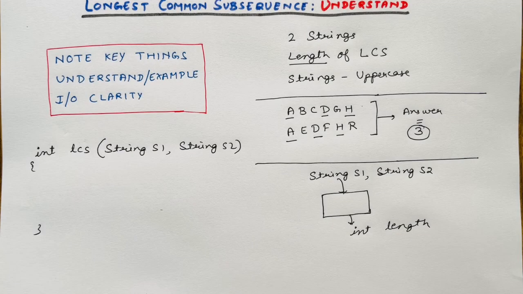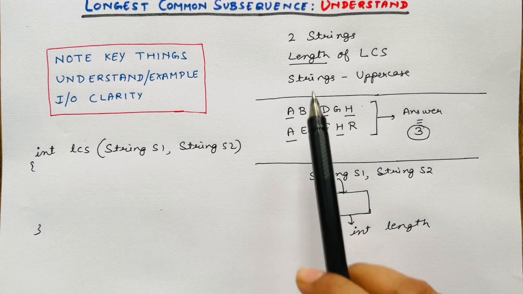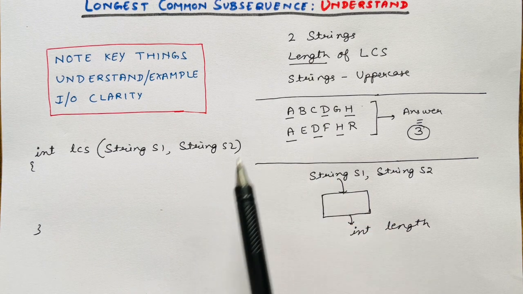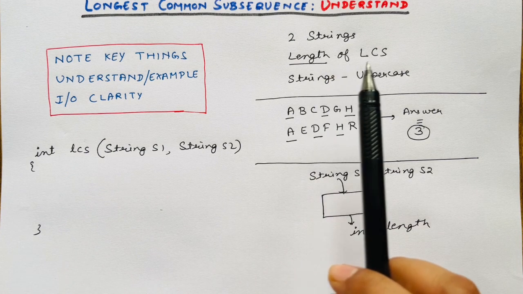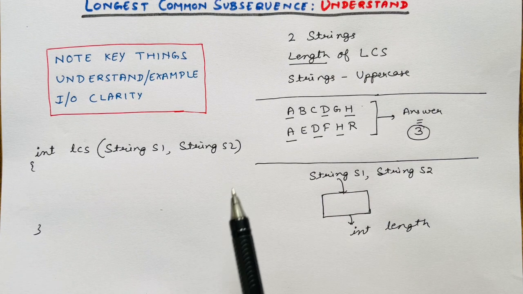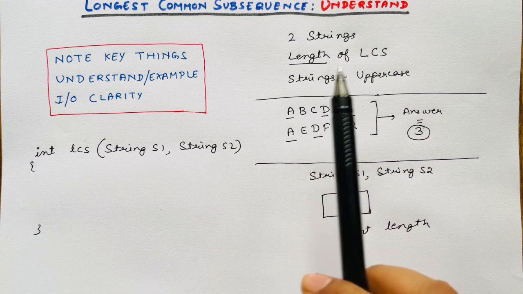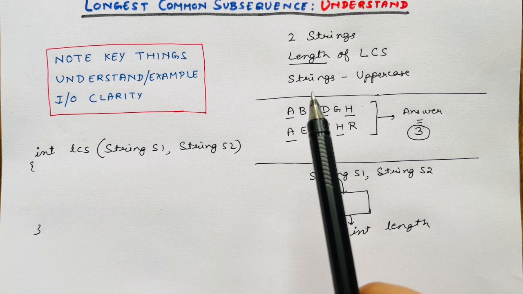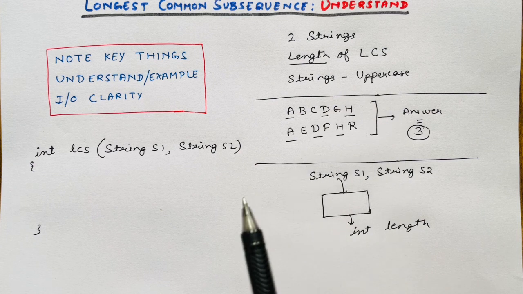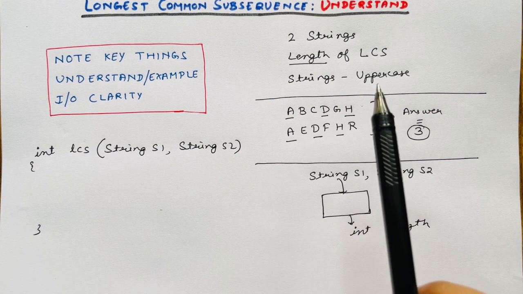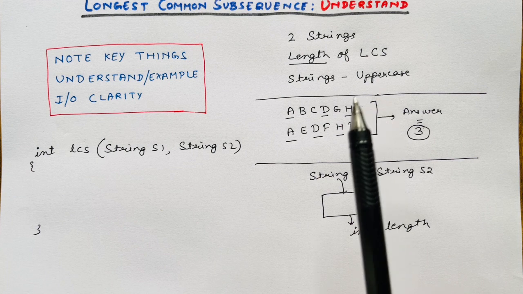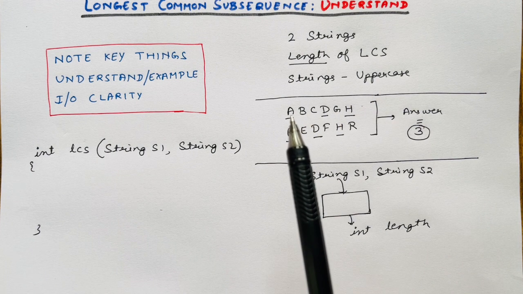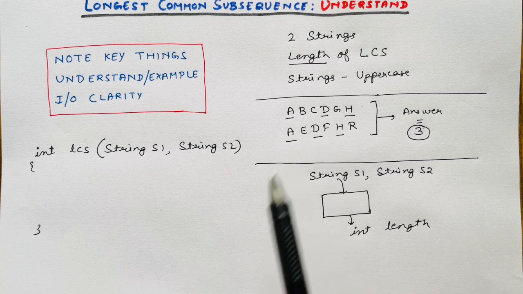Let's start. To begin with, let us first note down the key things given in the question. We are given that there are two strings and we have to return the length of the longest common subsequence. Note that we have to return the length and not the actual longest common subsequence. We are also given that both the strings are in uppercase letters. It is useful for us because now we don't have to deal with the confusion of whether capital A and small a are same or different.